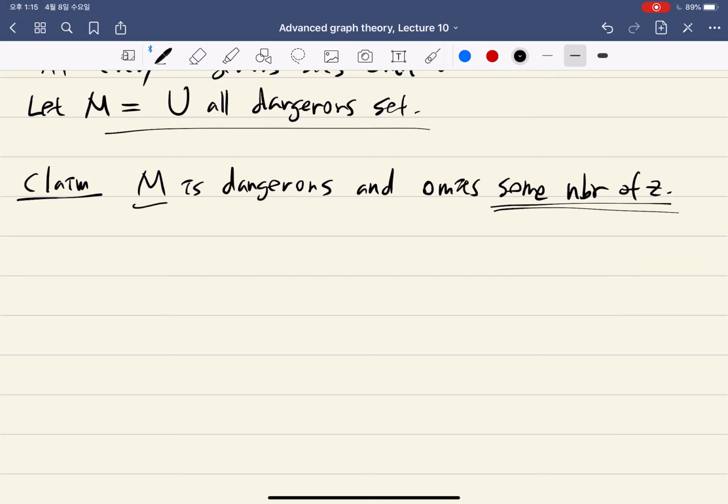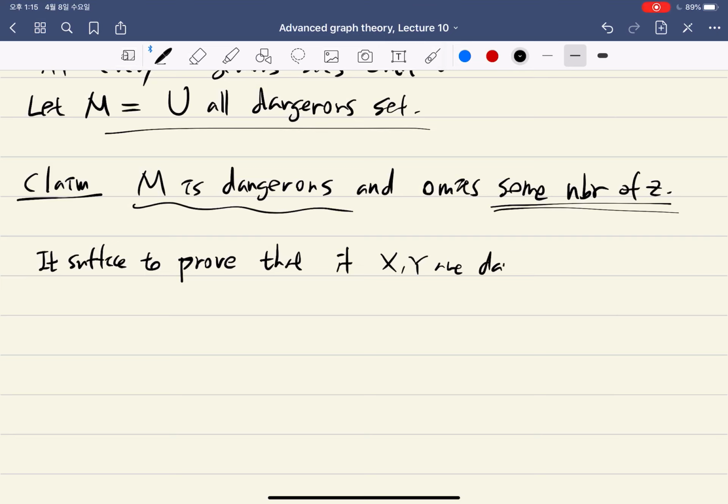So first, let's show that M itself is dangerous. For that, what we want to do is show that if X and Y are dangerous, its union is also dangerous.